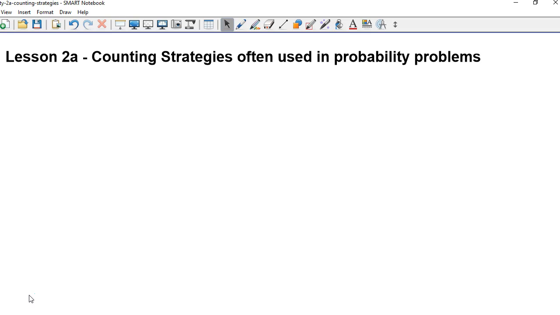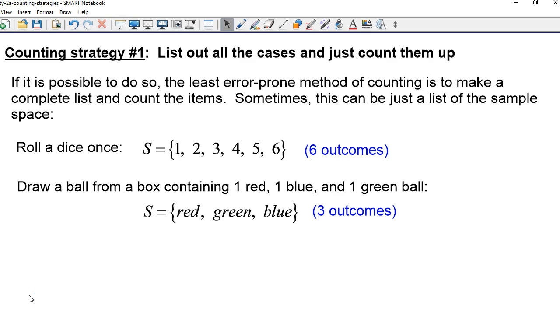So what we're going to talk about in this video is 6 strategies that I believe are the most commonly used when we encounter probability problems. So we'll start with counting strategy number 1. This one is just listing out all the cases and simply counting them up. So if it's possible to do this, this is the best way of all to count something because it's the least error prone. If you can see a listing of all outcomes, you can be positive that that's the number.